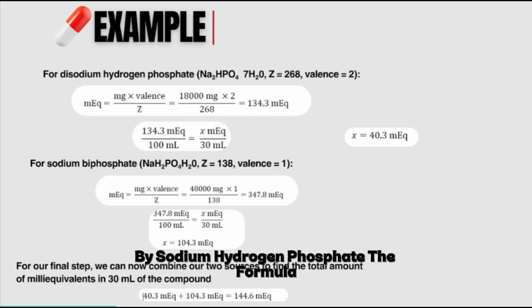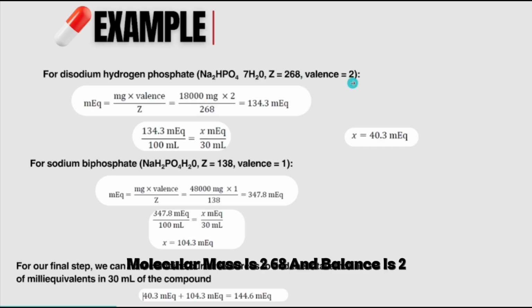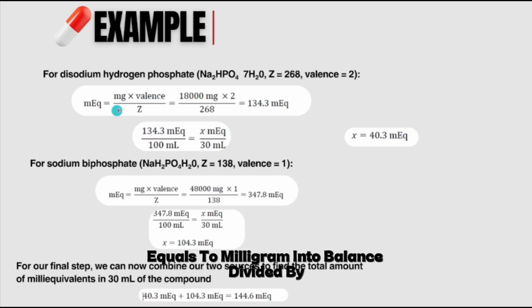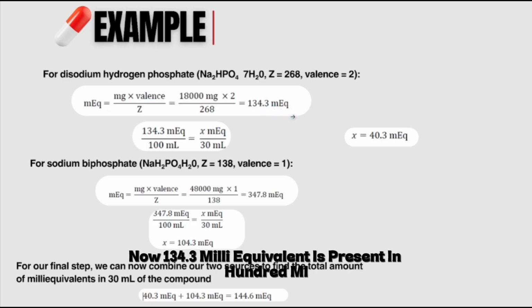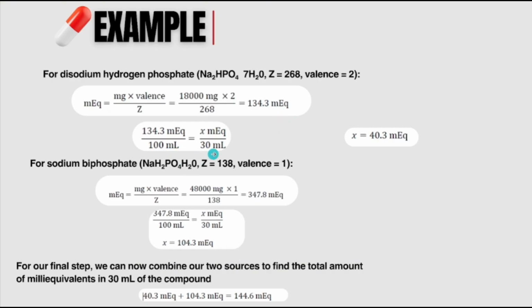Disodium hydrogen phosphate: the formula molecular mass is 268 and valence is 2. Put it in the formula. Milliequivalent equals milligram times valence divided by the atomic or the molecular mass. We get 134.3 milliequivalent. Now 134.3 milliequivalent is present in 100 ml. So x milliequivalent is present in 30 ml. We find out x as 40.3 milliequivalent.